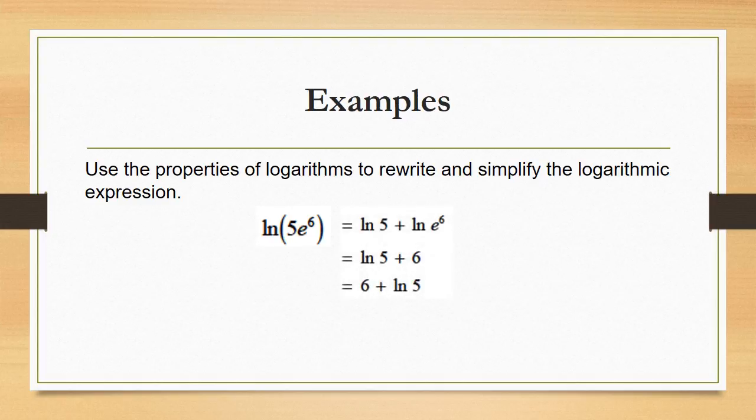Okay, so we can separate them into natural log of 5 plus the natural log of e to the 6th. Natural log of e to the 6th, we'll use our rule that says the natural log and e cancel each other out, so we're just left with 6. So our final answer is 6 plus the natural log of 5.